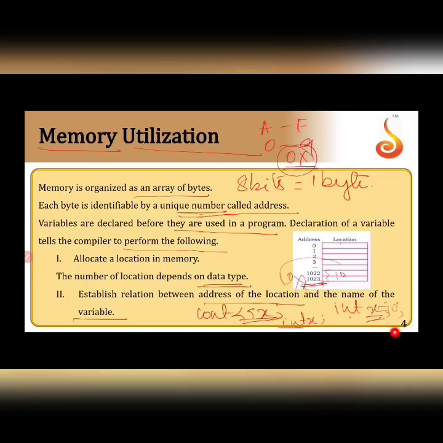So a number of bytes are allocated in memory, and the number of bytes allocated depends on the data type. Then you need to establish a relation between the address, that is the location, as well as the name. So whenever you refer to this name, it should be able to retrieve data from that location. And if there is no relation, it will not know from where to retrieve.